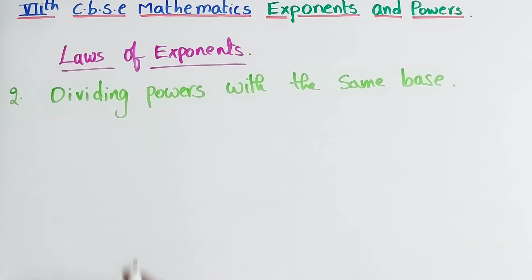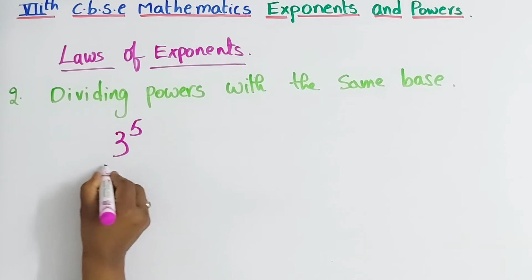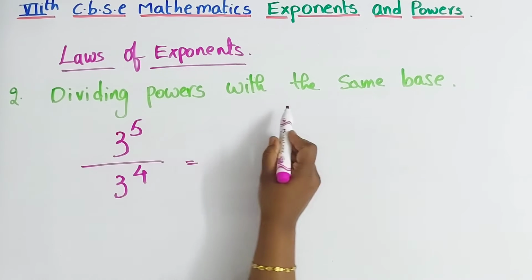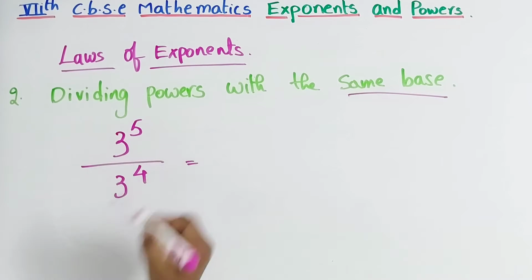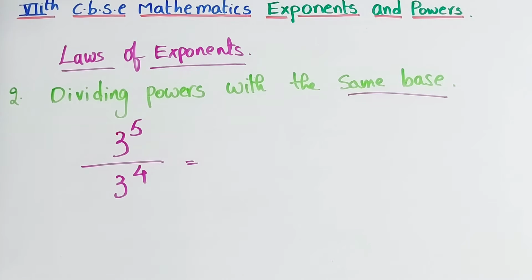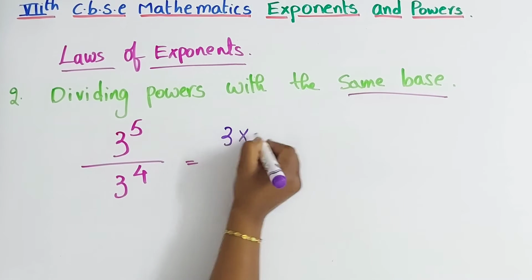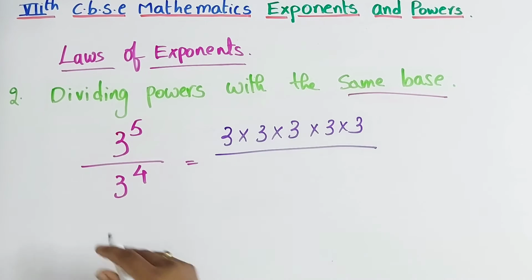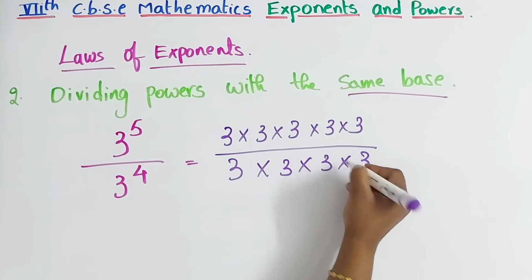Second one, dividing powers with the same base, children. Here we will take the example 3 raised to the power of 5 divided by 3 raised to the power of 4. Dividing powers with the same base. Here base is 3 and here also base is 3, but powers are different. Right, children? 3 raised to the power of 5 means we have to multiply 3 five times repeatedly: 3 into 3 into 3 into 3 into 3, divided by 3 raised to the power of 4, 4 times here.